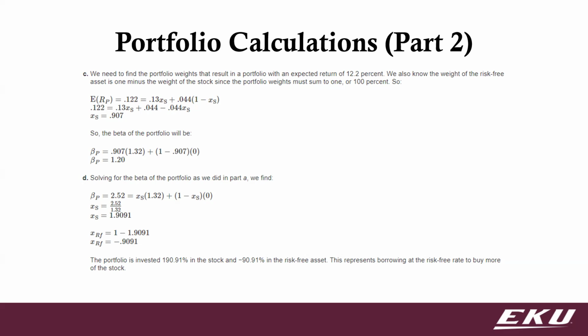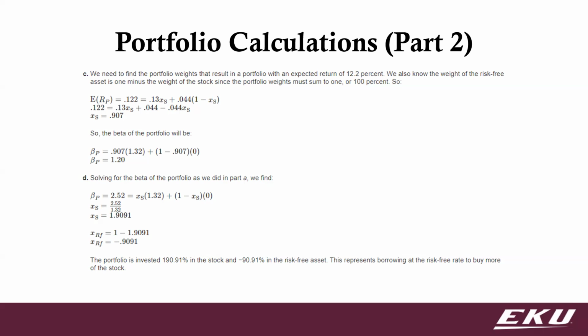And then D, we're also solving for the beta of the portfolio. And if you notice again, this was one where it was like, wait, it's 2.52 divided by 1.32, I get 1.9091. So what I'm getting is I need to borrow a lot of money and then invest that in stocks. So it's almost twice my money investing in stocks, but that's how I can get my investment in something that's got the 1.32 beta and crank that up to 2.52 beta.